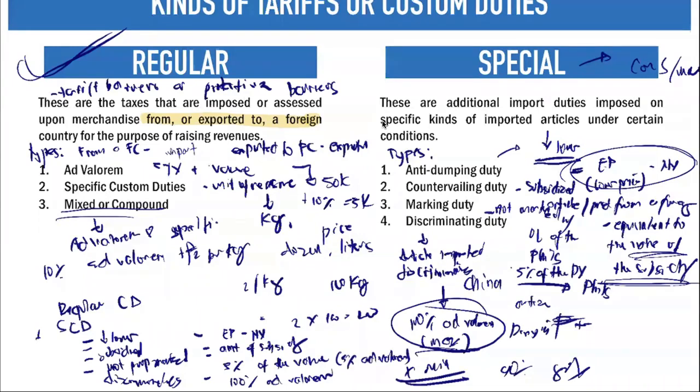Regular and special kinds of tariffs or custom duties. Remember when to impose. Regular custom duty, always impose that. When to impose a special custom duty: if any of the four are present, if any. There's a chance that both are present, it discriminates, and at the same time, it is not properly marked. Yes, that can happen.